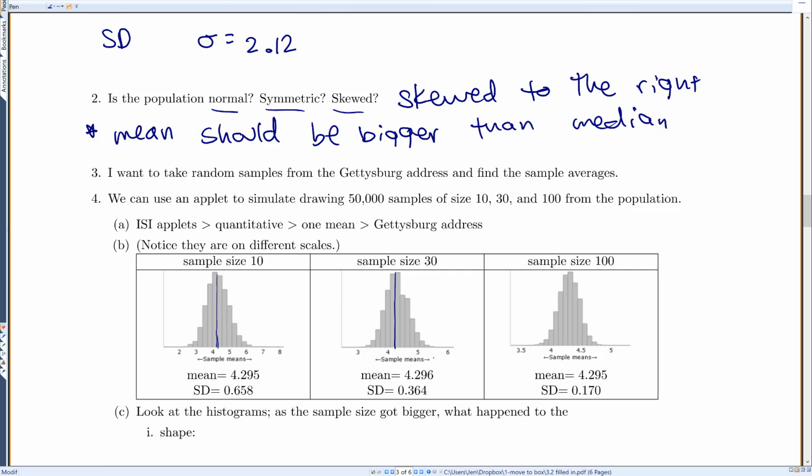And the scale changed, so you do have to pay attention, because it doesn't look like it changed. But my standard deviation got a lot smaller. And the sample size of 100, we're still centered right there, about 4.3. My standard deviation, though, got even smaller. So if they're on the same scale, you would have noticed that my distributions were getting skinnier and skinnier. Okay. If you look at the shape, they all look actually fairly normal.